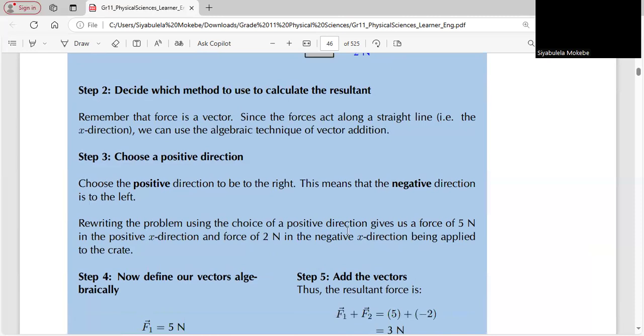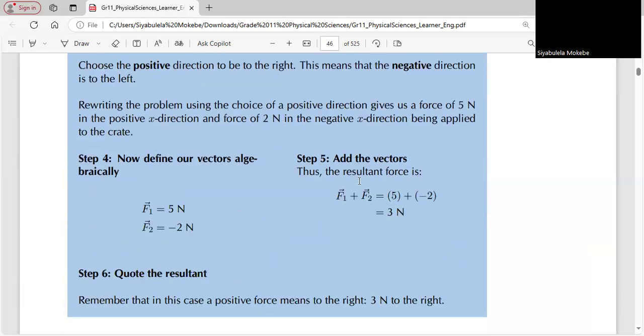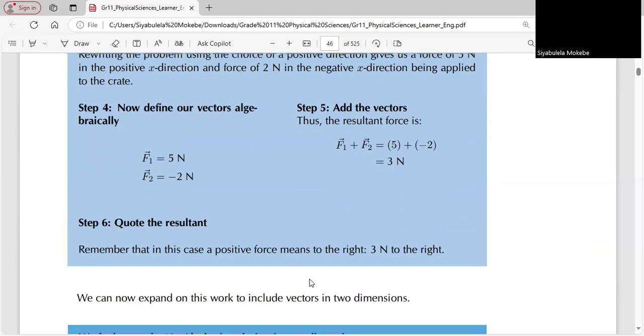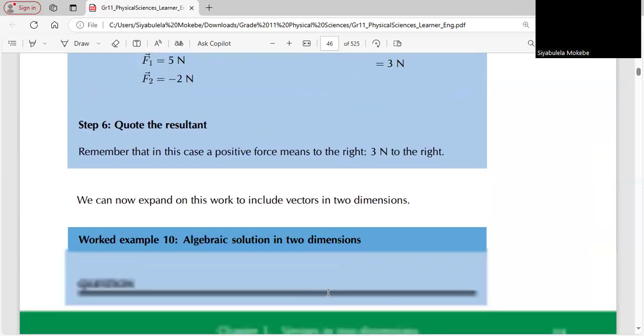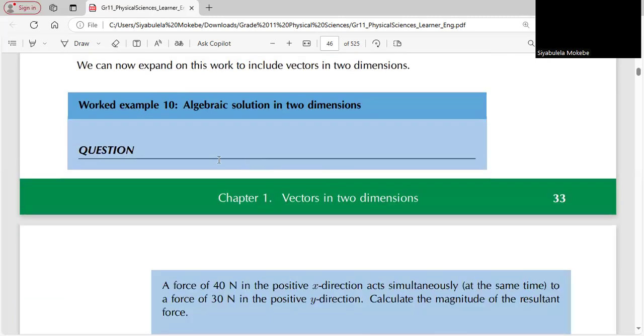Rewriting the problem using the choice of a positive direction gives us a force of 5 Newton in the positive x direction and a force of 2 Newton in the negative x direction being applied to the crate. Now, if we add them up, we get 3. Remember that in this case, a positive force means to the right: 3 Newton to the right. We can now expand on this work to include vectors in 2 dimensions.